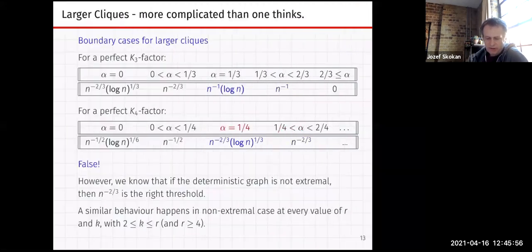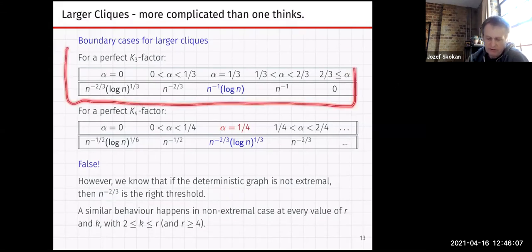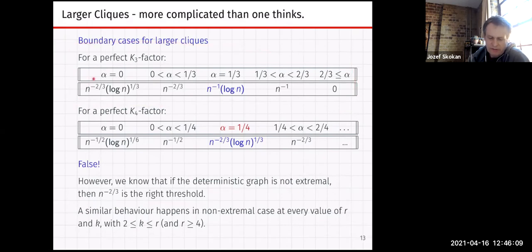Now, what will happen if I want to consider factors with the larger cliques? Okay, so now we have a perfect picture for the triangle factor, right? For alpha ranging from 0 all the way to 1, we know exactly what the threshold should be like. Okay, so this was really what we did so far. Okay, so when you want to do, let's say, K4 factor, then the first case that is not covered by this Treglan, Hahn, and Morris result is alpha equal to 1/4.